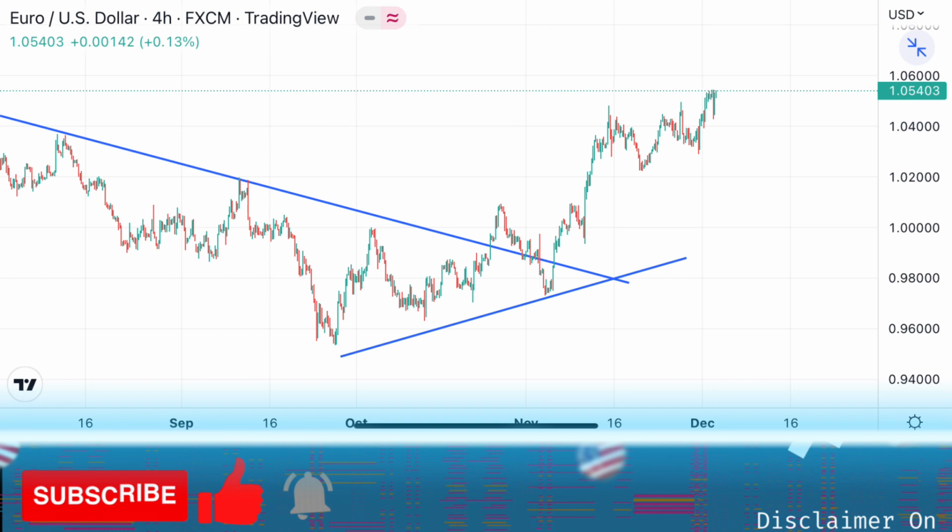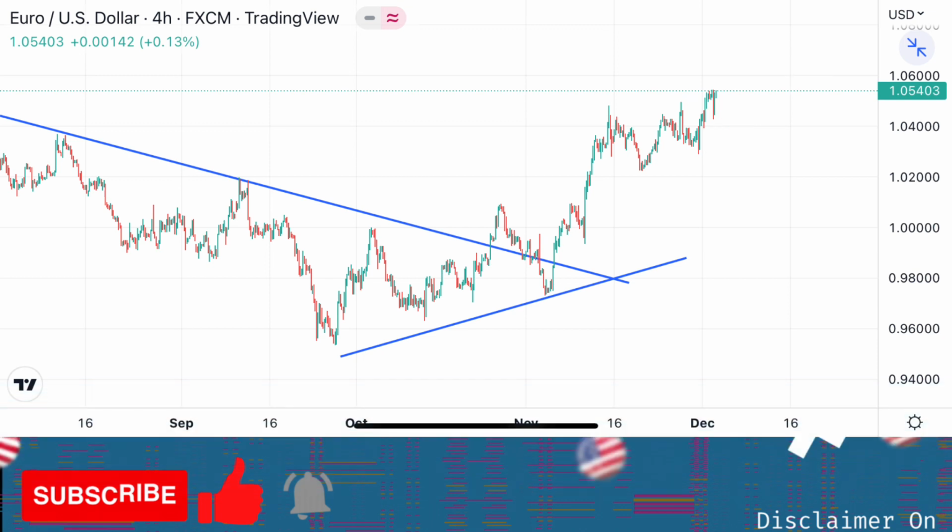For Euro USD. Last week I said Euro will continue bullish after a small correction, because I saw a double top with potential to break upside, but this pair also just moved not so volatile, and here's the updated chart.